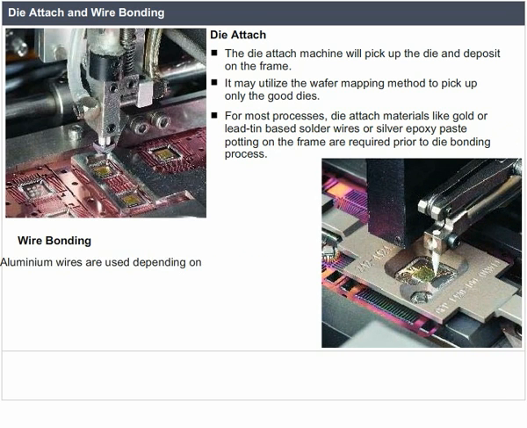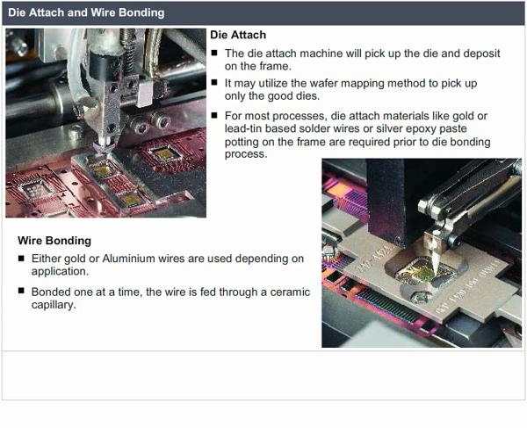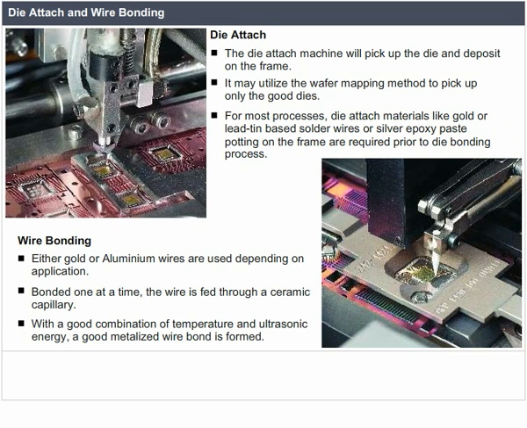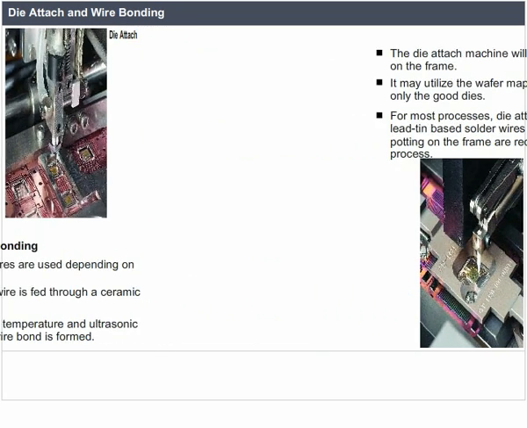Wire bonding. Either gold or aluminum wires are used depending on the application. Bonded one at a time, the wire is fed through a ceramic capillary. With a good combination of temperature and ultrasonic energy, a good metallized wire bond is formed.